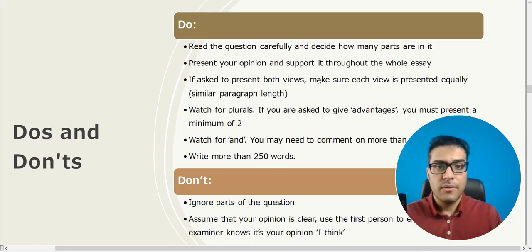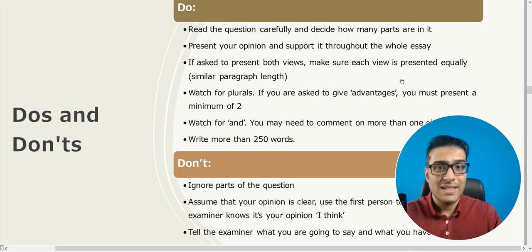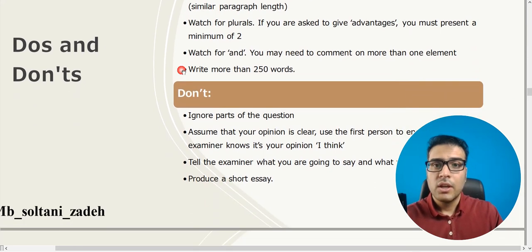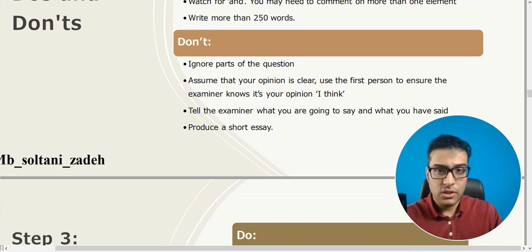If asked to present both views, make sure each view is presented equally, like in "discuss both views and give your opinion". So this should be kind of equal. Watch for plurals. If you're asked to give advantages, you can see that it's a plural noun, so you must present a minimum of two. You should watch for "and". You may need to comment on more than one element, and you should write more than 250 words. What you shouldn't do is ignore parts of the questions.